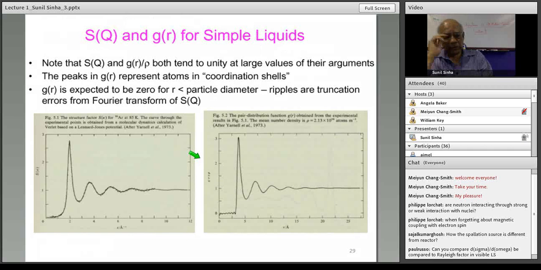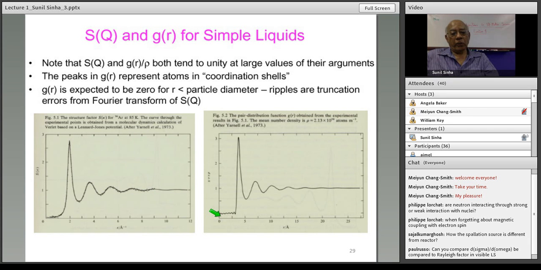Here, for example, is a very early experiment which showed the scattering function measured with neutrons for liquid argon, which is actually a completely coherent scatterer, so it has a large coherent cross section. So you get a large peak. It's a liquid. You get a peak in the structure factor corresponding, if you like, to the nearest neighbor distribution, and then more peaks. But if you Fourier transform it, you get the following thing.